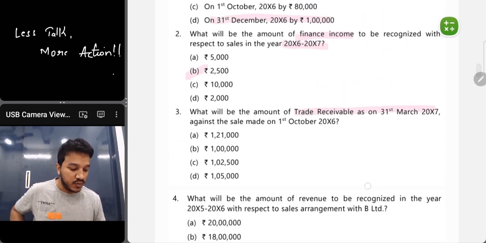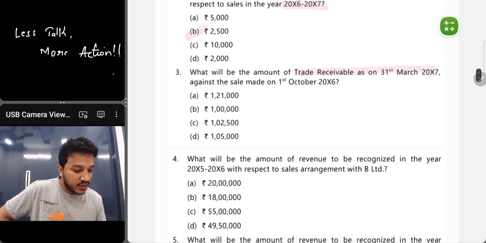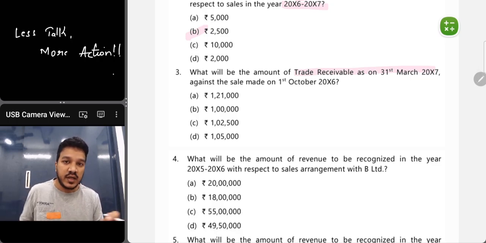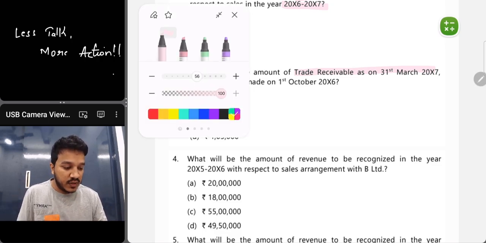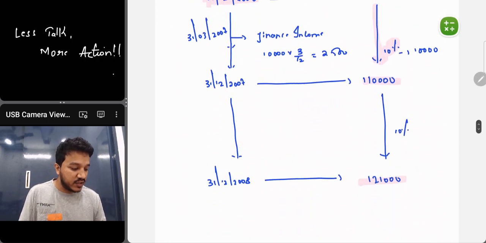Done. Answer 2. Now, what is the amount of trade receivable on 31st March 2007? The question is asking about trade receivable. In trade receivables, revenue also will be there and finance income also you will keep adding. That is what we did, no? So this amount is actually trade receivable.